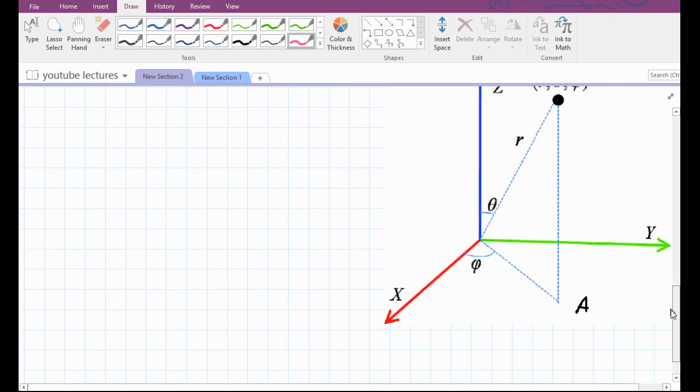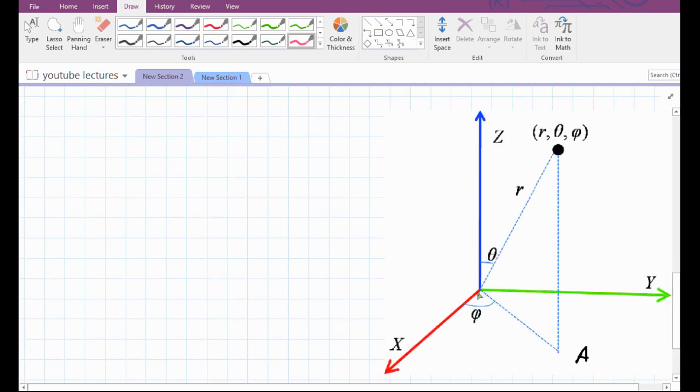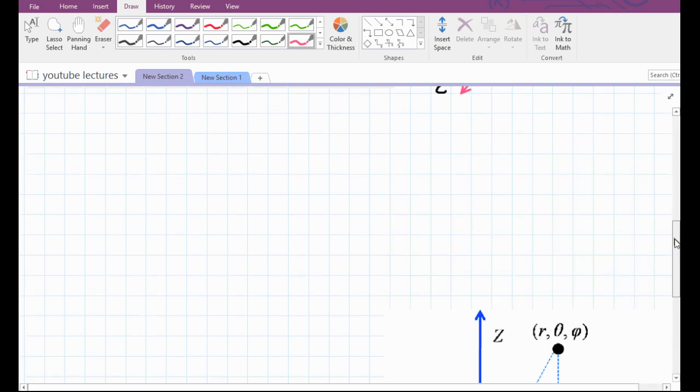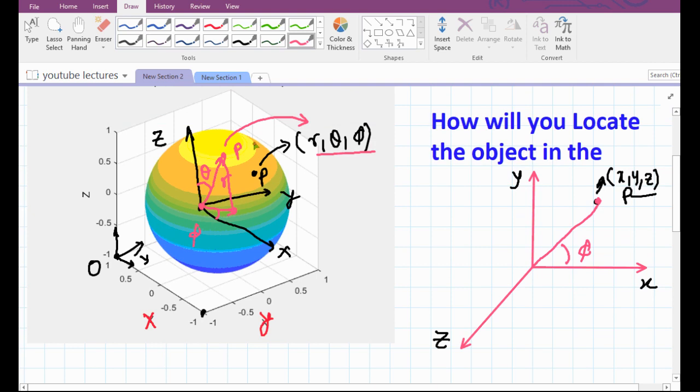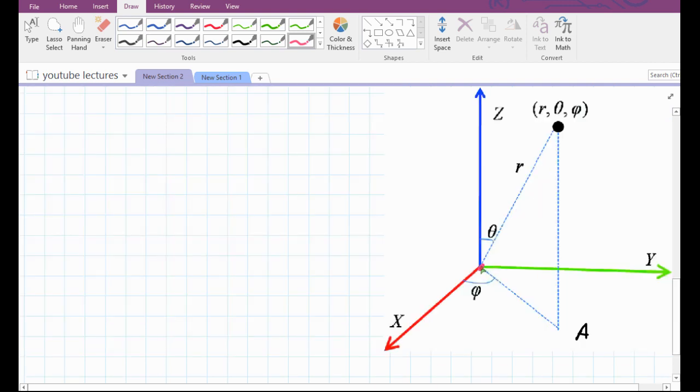Here I have x, y, z. I am using the Cartesian coordinate system as a reference frame for this spherical system. Suppose from here to here the length is my r, and from this point to this one, let's suppose this is my rho. Let's make lines parallel to the y-axis and then parallel to the x-axis.